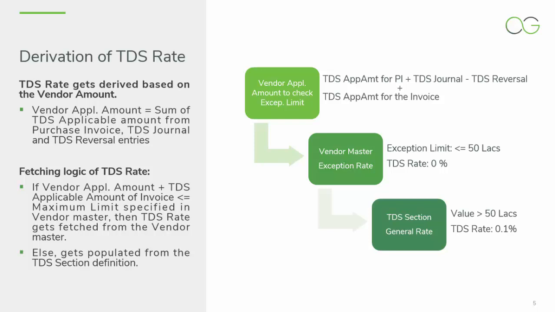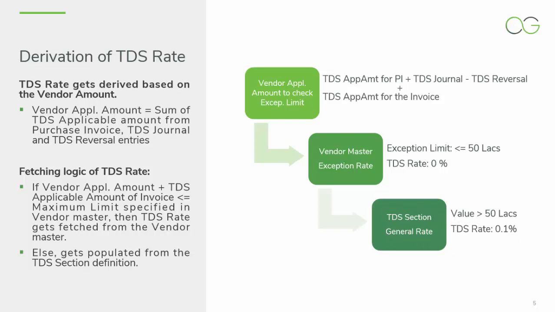So in any given purchase invoice, the sum of all those previously created PIs, journals and reversals plus the applicable amount of that invoice will be considered for the exception limit check. Now if the summation of all these values is within the exception limit, that is below 50 lakhs, then the TDS rate will be populated from the exception master, that is 0%. That is, TDS won't be deducted from that purchase invoice. But in case the summation of all the values for that vendor in that given financial year exceeds 50 lakhs, then the TDS rate will be populated from the TDS section definition, that is the general rate, that is 0.1%.